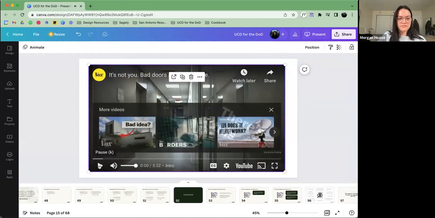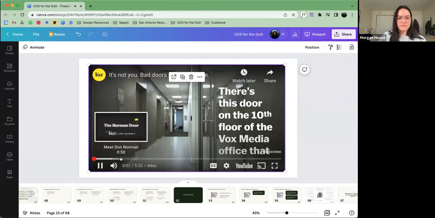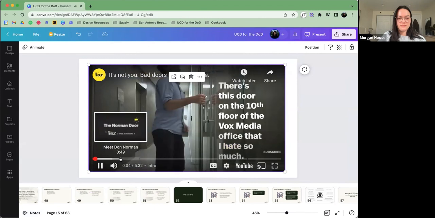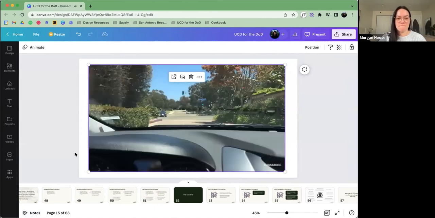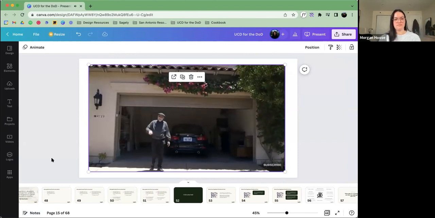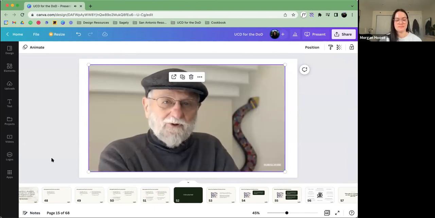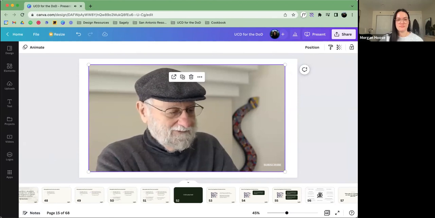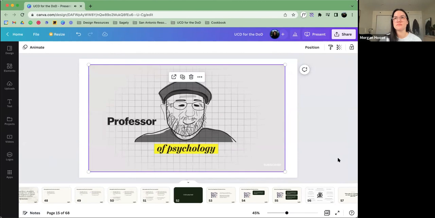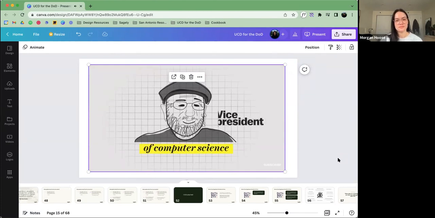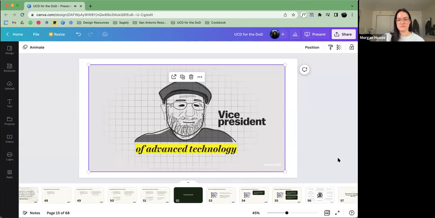There's this door on the 10th floor of the Vox Media office that I hate so much. Hi, Joe. Hey, I'm Don Norman. Gee, you know, it's hard to describe what I am. Well, he's been a professor of psychology, professor of cognitive science, professor of computer science, a vice president of advanced technology at Apple. But for our purposes.